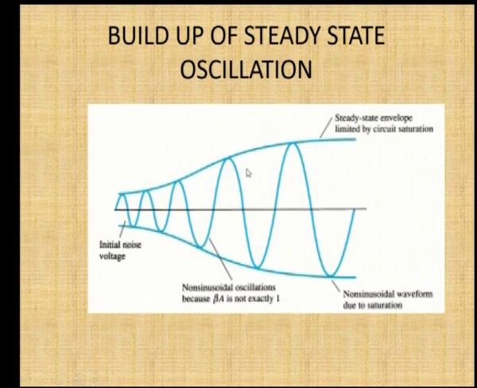Here these are all non-sinusoidal waveforms, because beta A is not exactly 1, and this oscillation goes on increasing, and after one point it gets sustained. It is a sustained oscillation because the amplifier at one point will get saturated, so you will be getting a saturated output, a non-sinusoidal waveform due to saturation here. This is the steady state envelope limited by the circuit saturation. So this is the envelope, it is limited by the circuit saturation. If the amplifier gets saturated, you will get a sustained oscillation after this point.